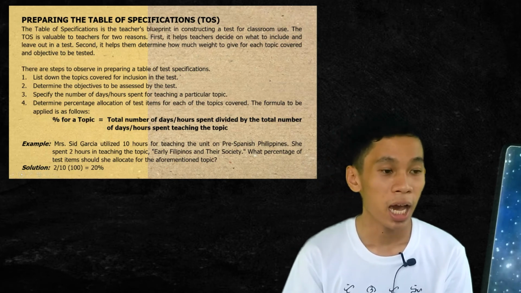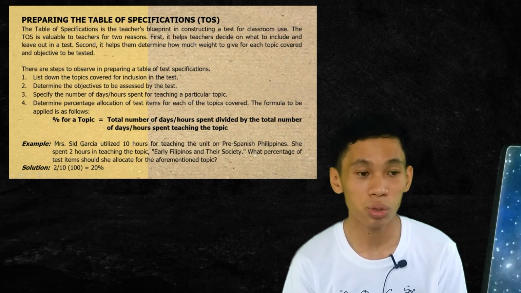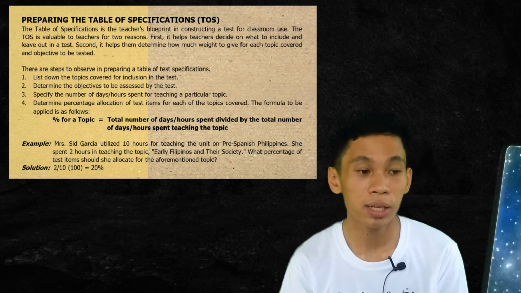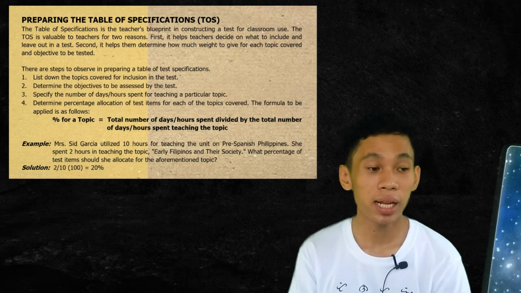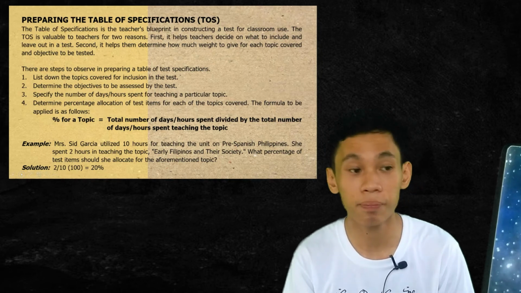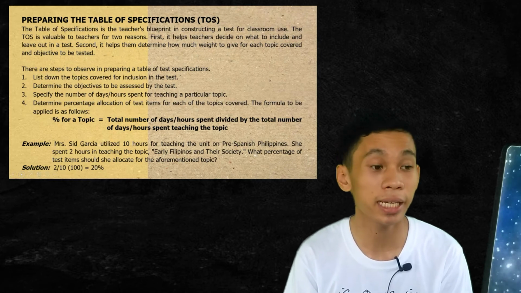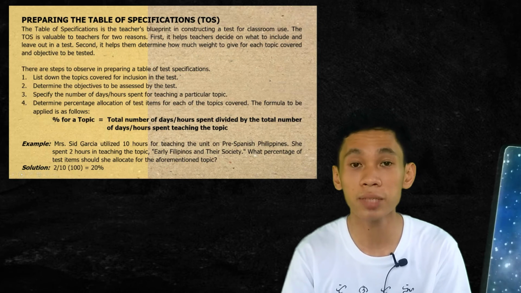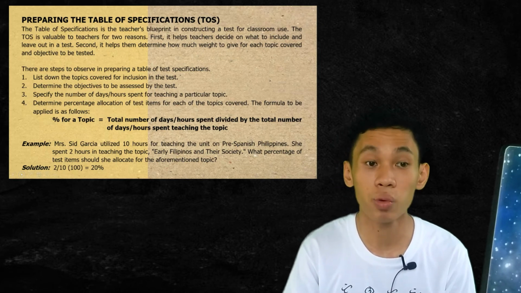So, ganito lang yan. 10 hours yung ginamit ni teacher para ituro yung pre-Spanish lesson. And then 2 hours yung ginamit niya para ituro yung isang lesson which is Early Filipinos and Their Society. So, ang gagawin lang, i-divide lang yung 2 divided by 10 times 100 equals 20%. So, yun yung formula para makuha natin yung percentage for a certain topic. Okay? I-divide mo lang yung number of hours or days mo kailan siya tinuro dun sa total number. Okay? Then, i-times mo siya sa 100.